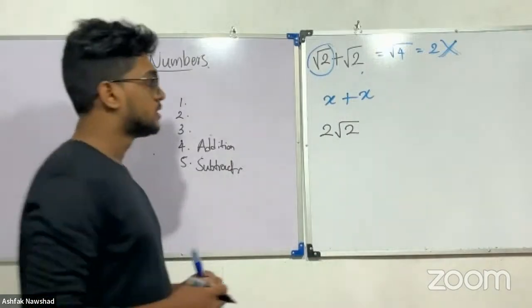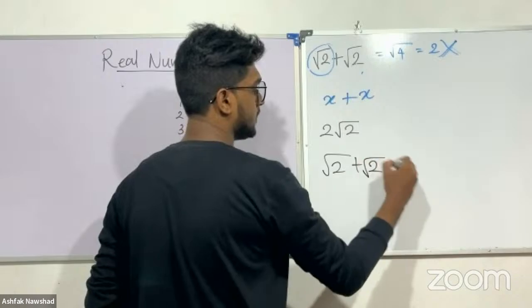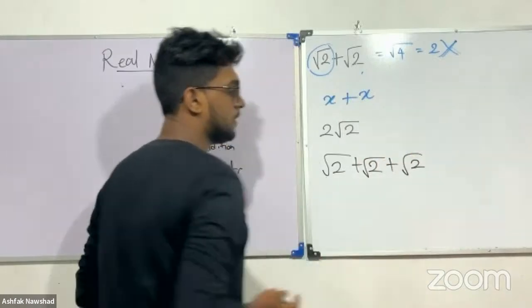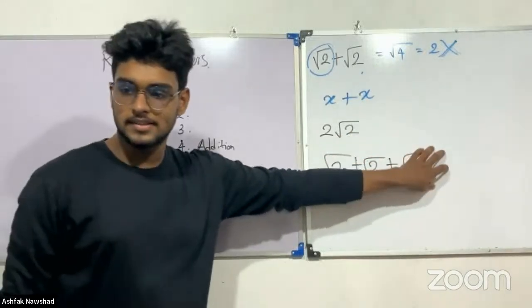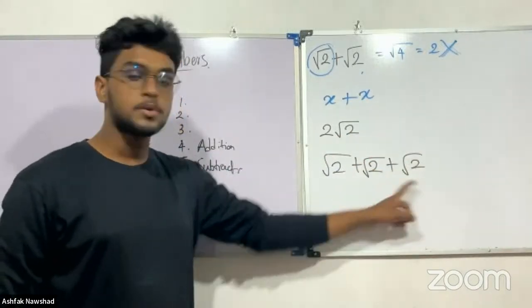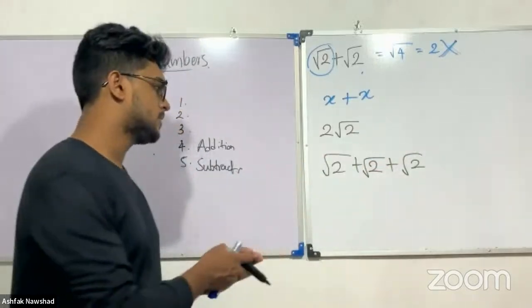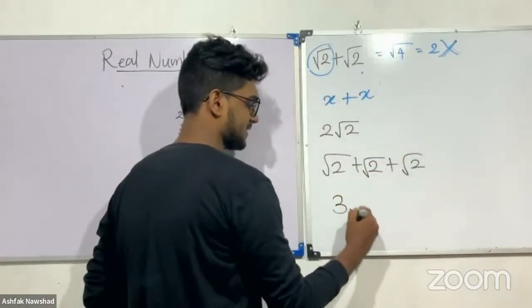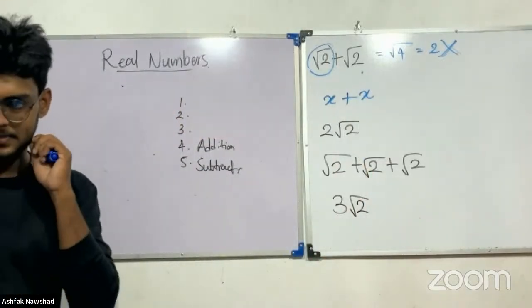Exactly, 2 root 2. So if they give you root 2 plus another root 2 plus another root 2, which is similar to x plus x plus x, this doesn't become root 6. This is 3x, so 3 root 2. Is that clear?